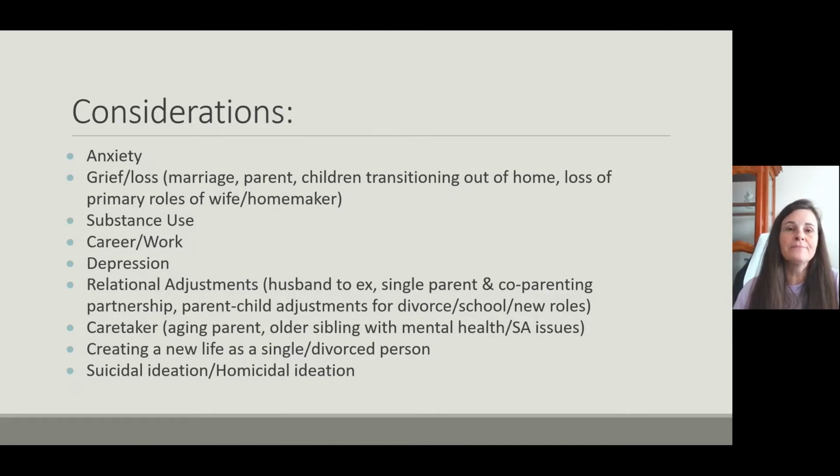And then always, I have it lastly, but I would say it's probably most importantly, the suicidal ideation and homicidal ideation, you always want to assess for those. And not knowing what's happening or going on with the divorce or the separation, you definitely want to assess for both suicidal ideation as well as homicidal ideation. So very important things to consider.